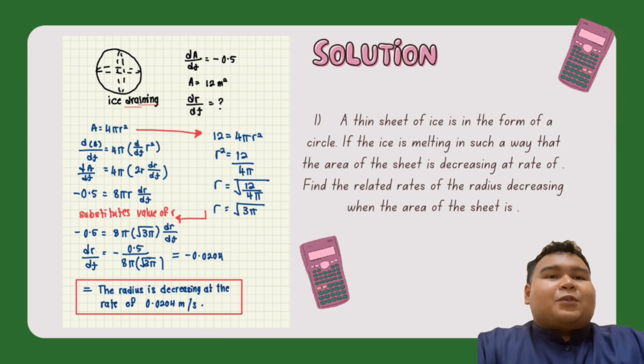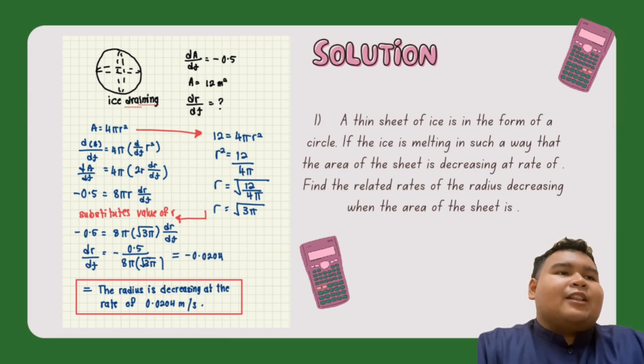So, let's start with the question 1 solution. The first step in solving this problem is to identify the information given in the question. From the question, we know that dA/dt equals negative 0.5 and A equals 12 meter square. And the question wants us to find the dr/dt value.